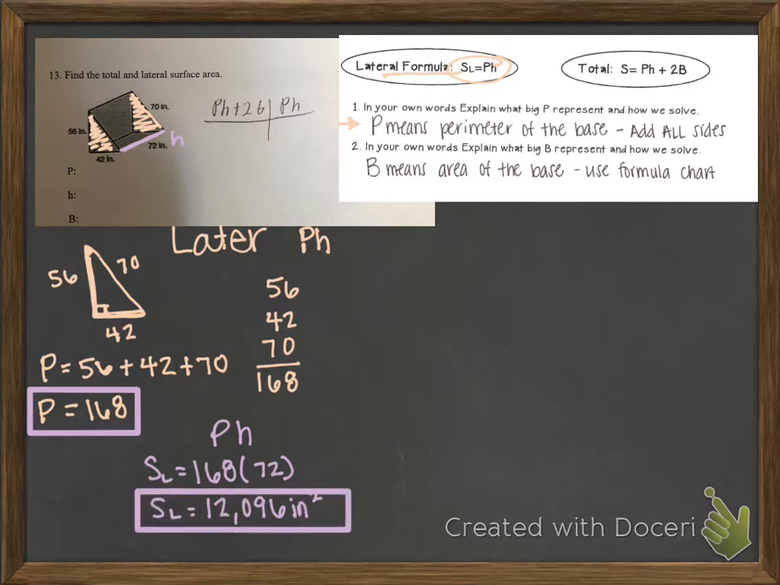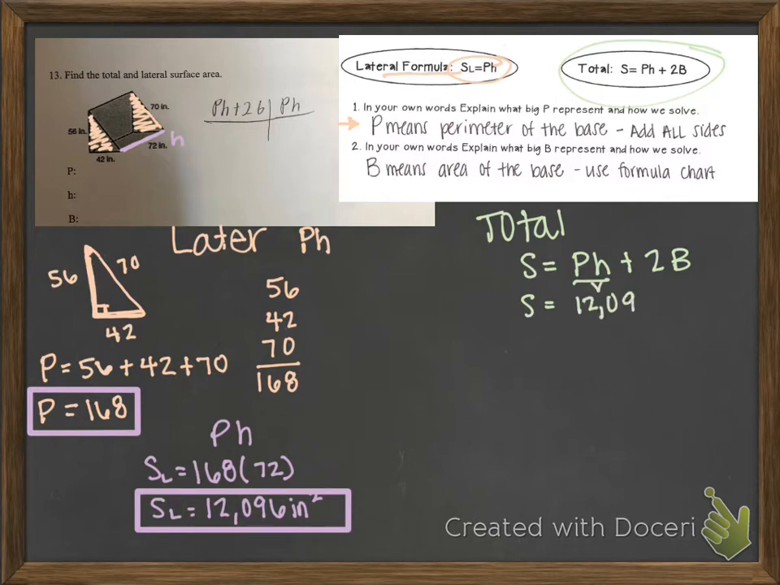And then you have your total. So total right here is S equals big PH plus 2 big B. Well, we already have big PH. So in the place of this, we have 12,096 plus 2 big B. Okay, so remember right here, big B means the area of the base. So let's find big B.